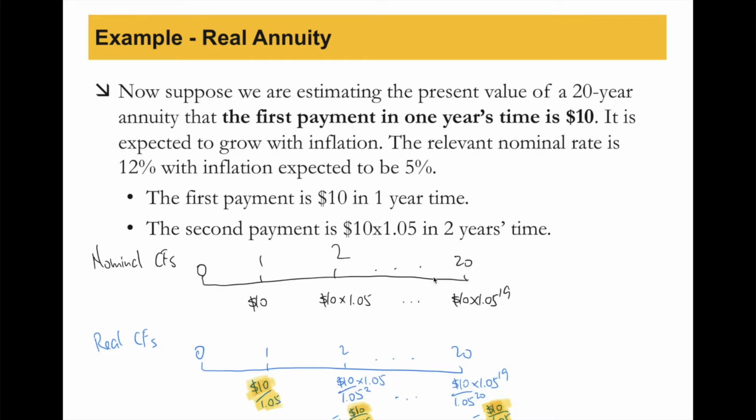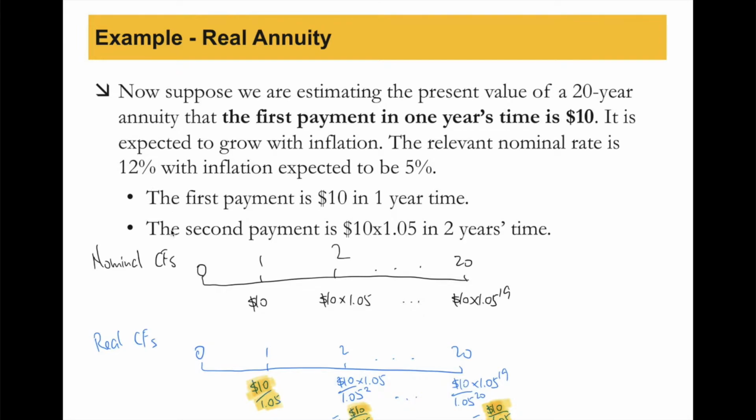So using the knowledge that we had from week 4, we recognize this is an annuity with constant growth. So this is one way to solve the present value, just using the annuity with constant growth formula. And here, given this is nominal cash flows, we'll use nominal interest rate, which is 12%.